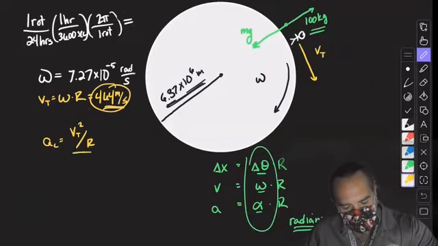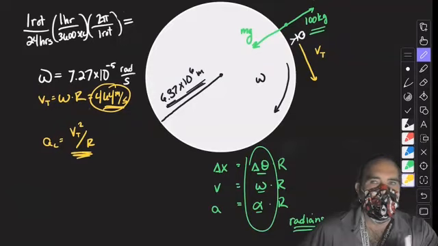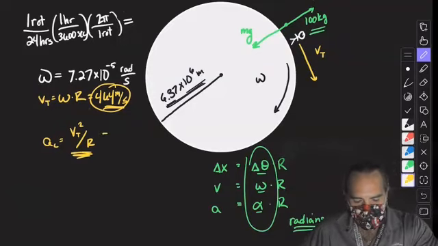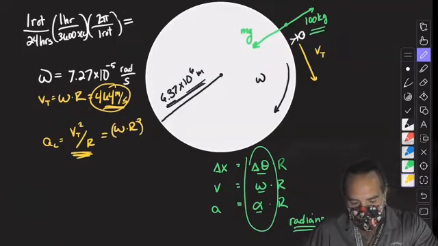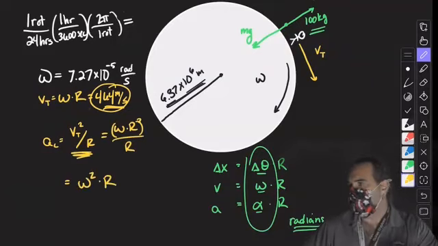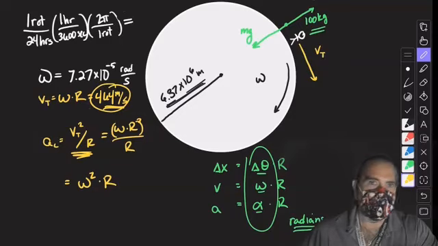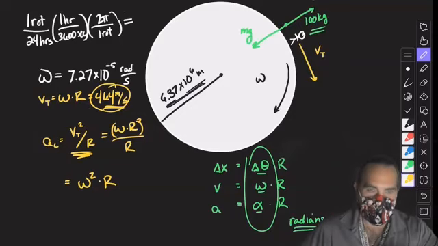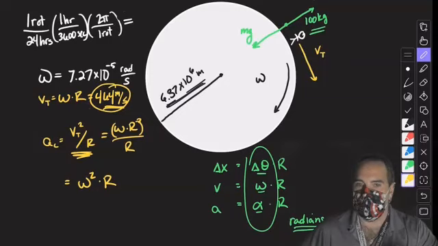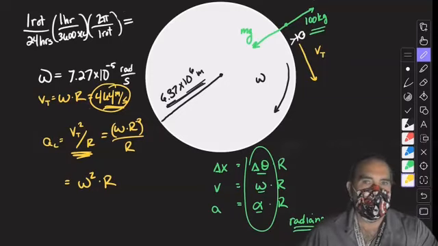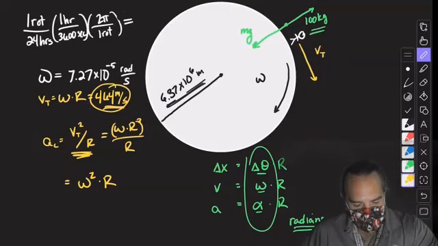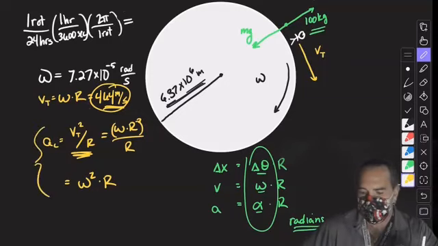We could do this to figure out the centripetal acceleration, but I do want to point out that there is an easier way now that we know omega. Since v is omega times r, you could calculate centripetal acceleration by omega squared times r. Just keep that in mind. Just another way to do it. It will be more useful for us second semester because we'll have more revolution and rotation problems. But these are just different ways of considering centripetal acceleration.